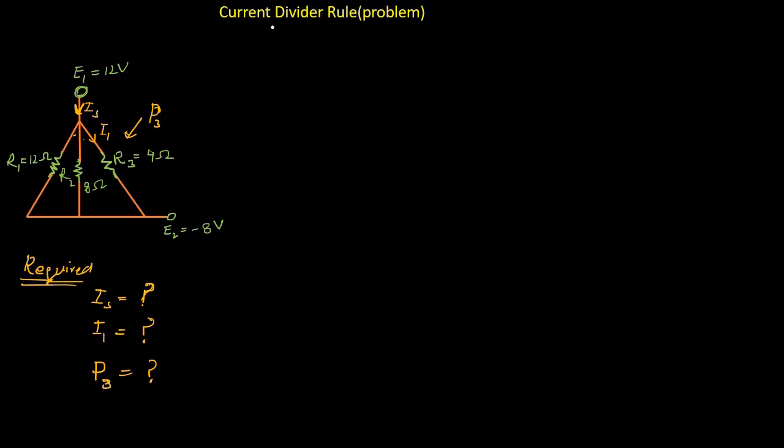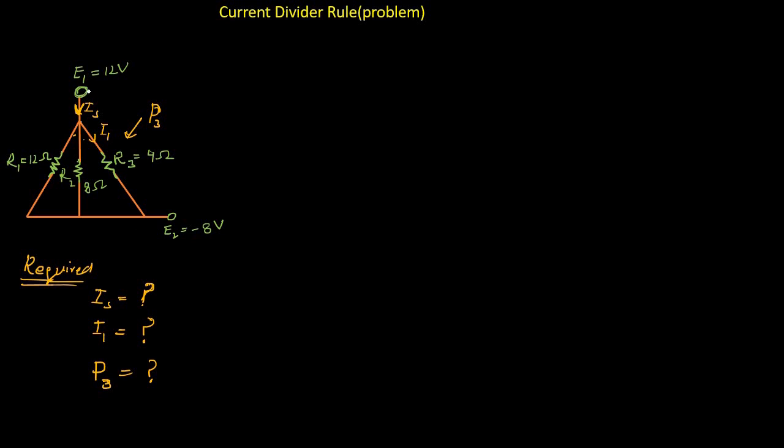In the previous presentation, we had a discussion on the current divider rule. Now in this video lecture, we will be discussing another example related to the current divider rule, in which we have three resistors connected in parallel, because one end of these three resistors is connected to this point and the other end is connected to this point. And here we have two voltage sources.